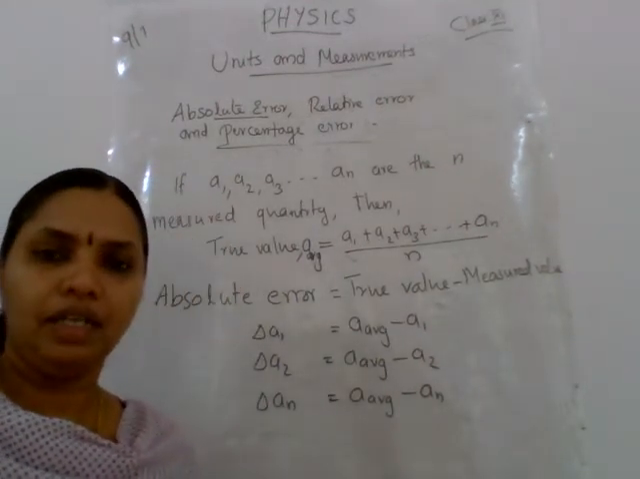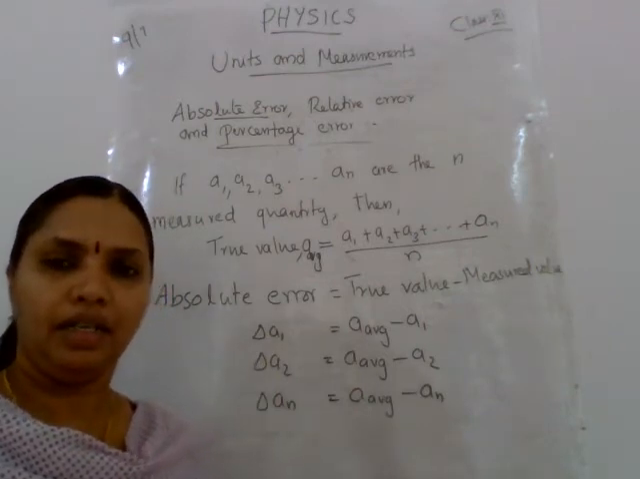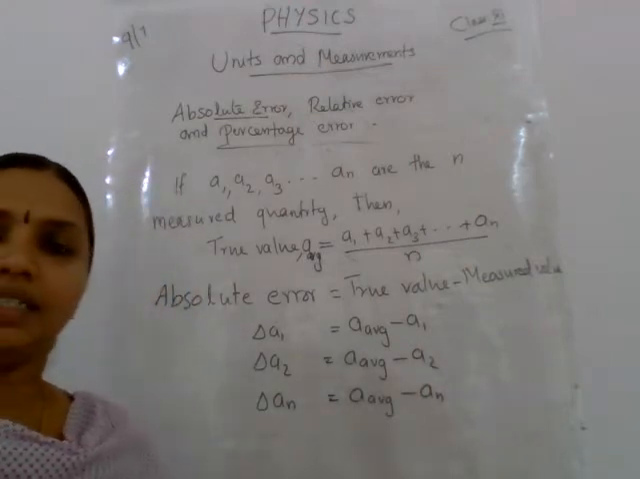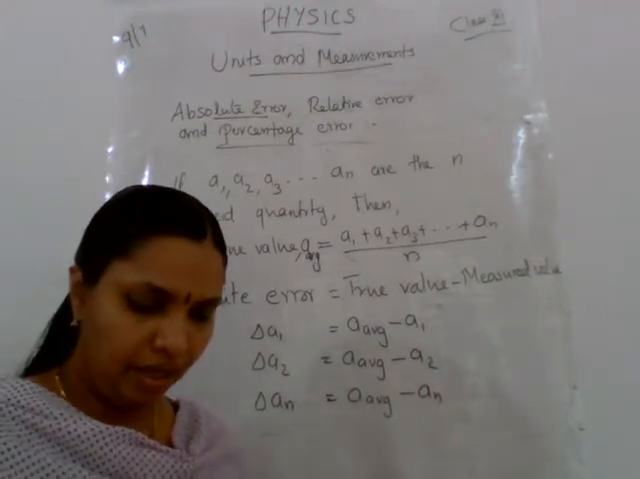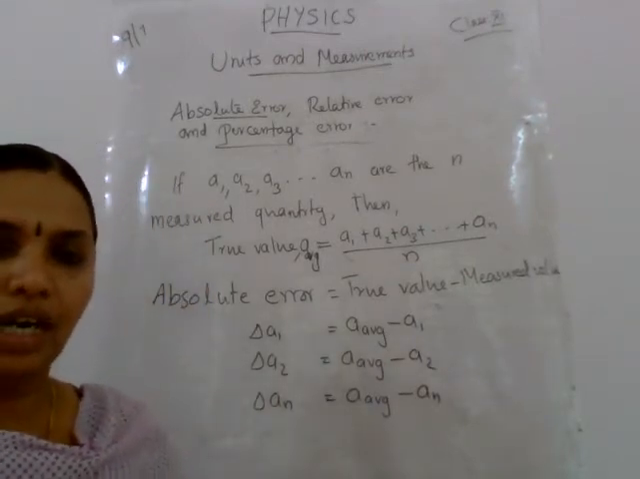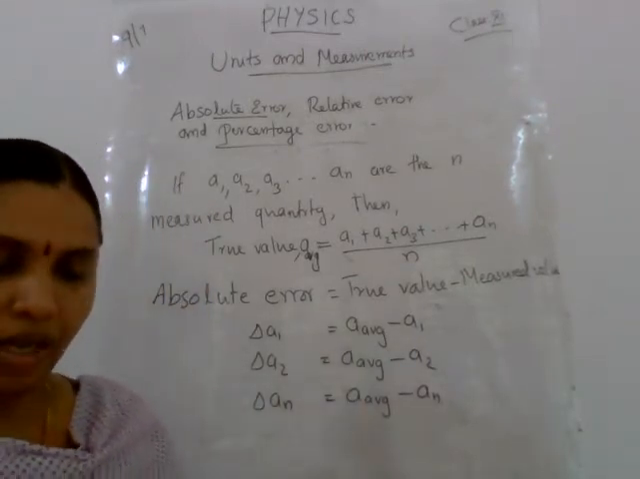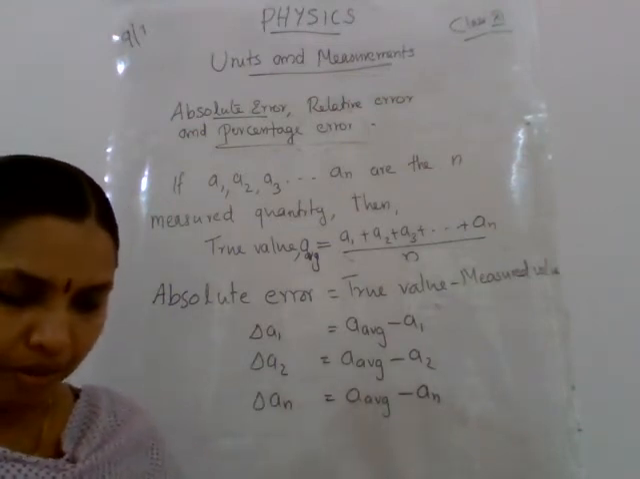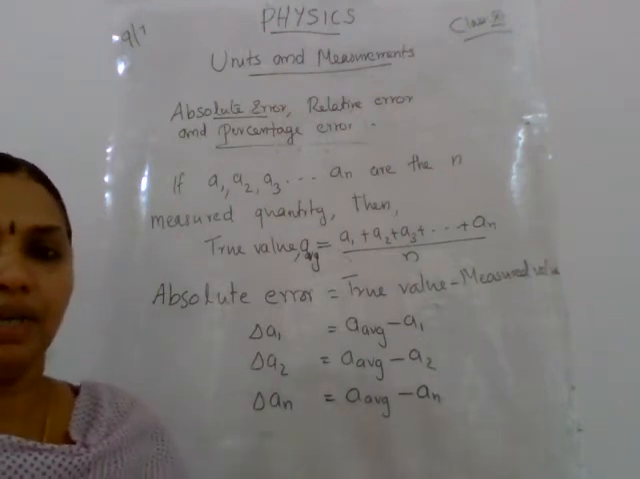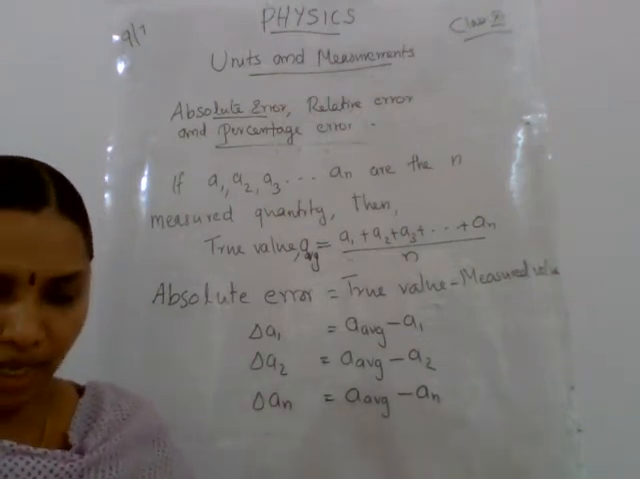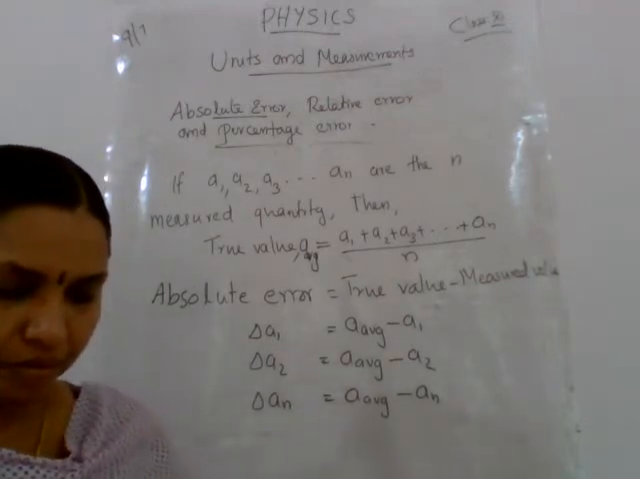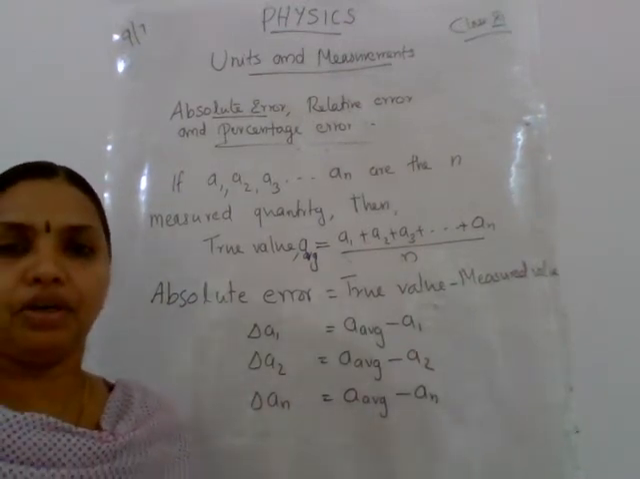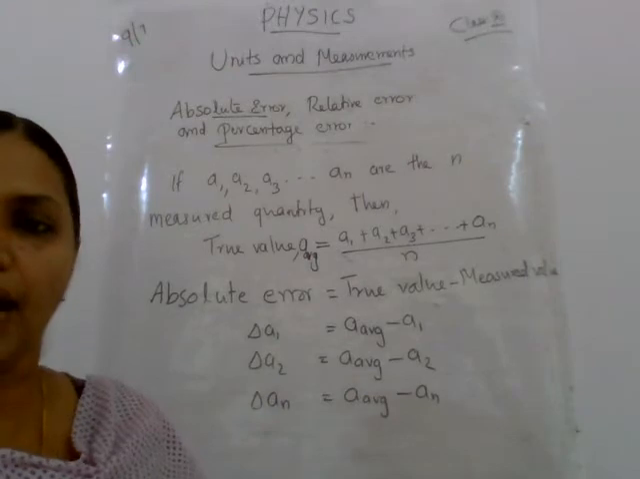Then next you write mean absolute error. It is the mean of the magnitude of all the absolute errors.